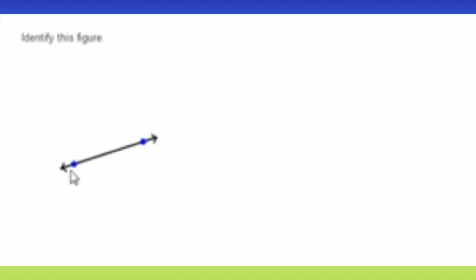So what is this thing right over here? Well, it has two arrows on both ends, so it's implying that it goes on forever. So this is going to be a line. All right, now what about this thing? Well, once again, arrows on both sides means that this thing is going to go on forever in both directions. So once again, it is a line.